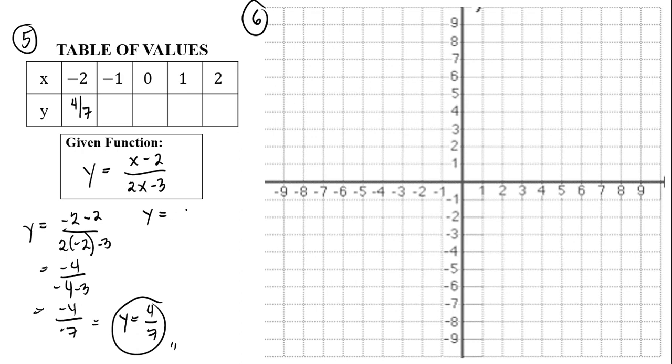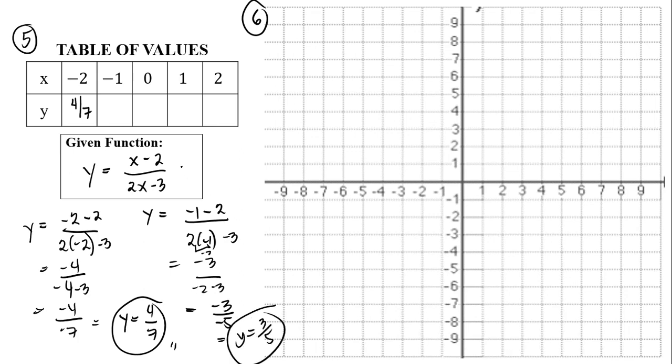So, y is equal to negative 1 naman, minus 2 over 2 times negative 1 minus 3. So, it will become negative 3 over 2 times negative 1, that is negative 2. So, negative 2 minus 3. So, negative 3 minus 3 is negative 5. But since they are both negative, then y will be equal to 3 over 5. Okay?